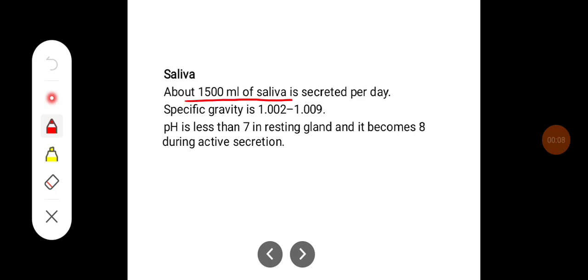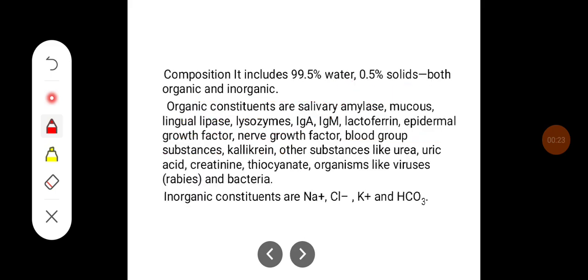In this class, we'll learn about salivary secretion. About 1500 ml of saliva is secreted per day. The specific gravity of saliva is between 1.002 to 1.009. The pH is less than 7 in resting gland and it becomes 8 during active secretion of saliva.